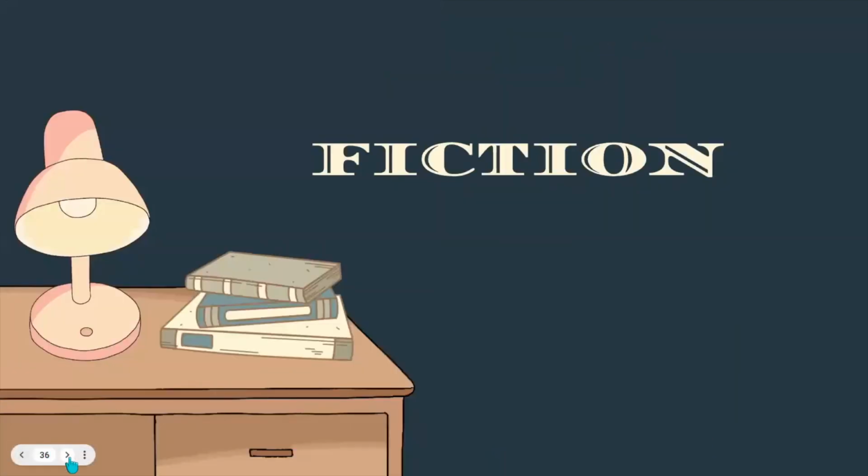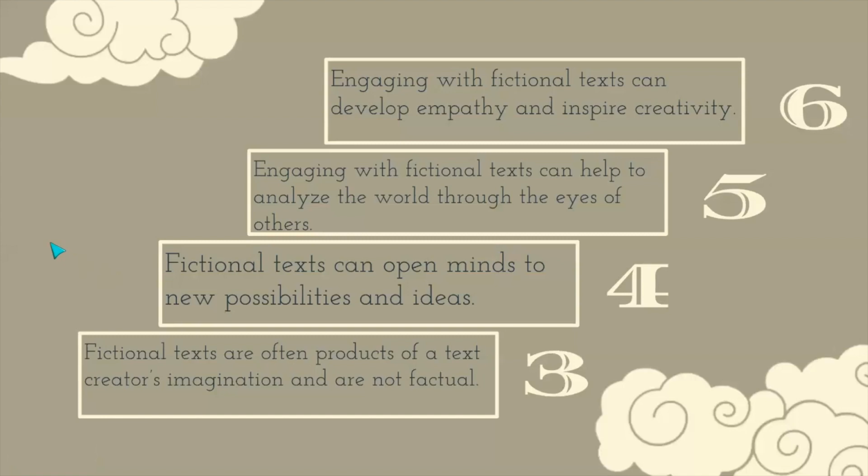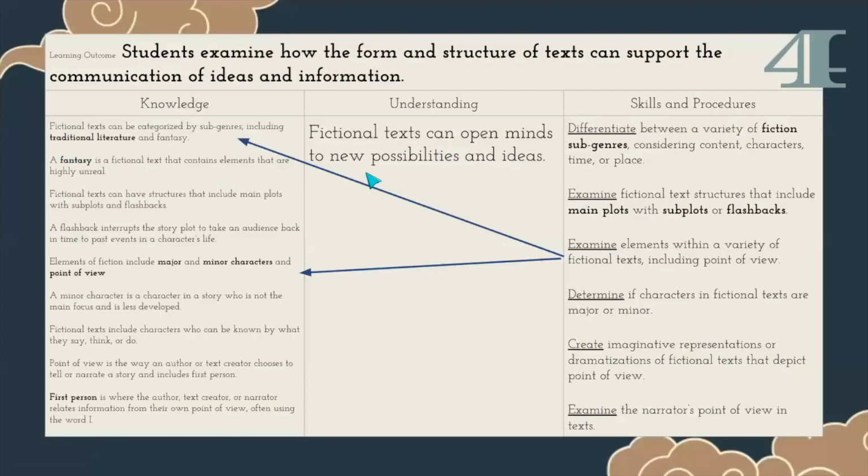Okay, so let's jump into fiction. Again, here is how the understanding grows across the grades. In grade 4, we're looking at fictional texts, opening our minds to new possibilities and ideas. So students need to differentiate between a variety of fiction subgenres. We need to look for fictional texts that have main plots, subplots, or flashbacks. We're looking at elements within a variety of fictional texts.